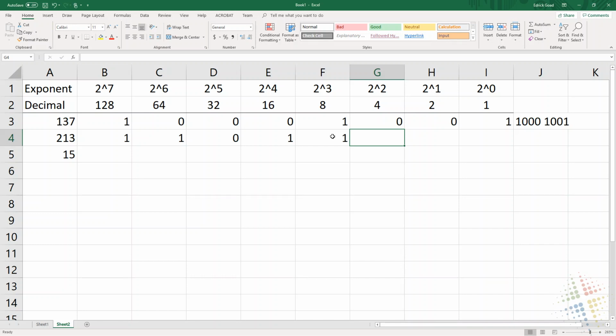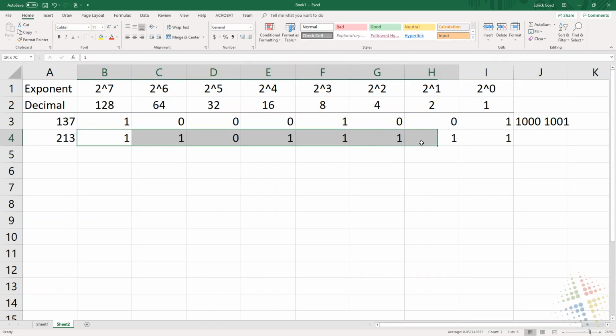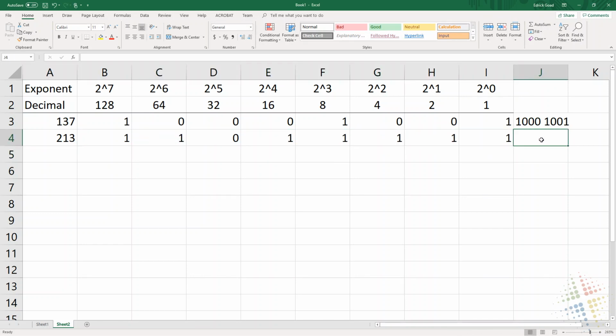Can I subtract 4 from 7? Yes. 4 from 7 is 3. Can I subtract 2 from 3? Yes. 2 from 3 is 1. Can I subtract 1 from 1? Yes. And now that I've gone all the way through, my number is 1101 1111. And that's how we convert decimal into binary.